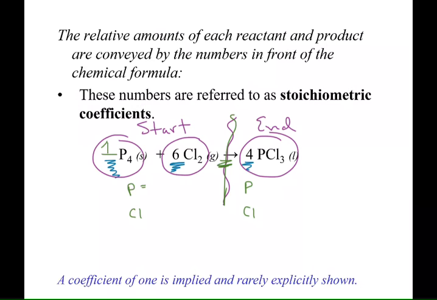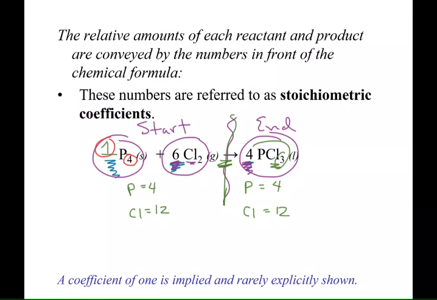So let's check this out. How many P's do we have over here? Well, if we have one of these and there are 4 in each of them, we have 4 phosphoruses. If we have 6 Cl2 units, how many Cl's do we have? Well, 6 times 2 is 12. Do you buy that? I do. So how about the product side? We have 4 sets of PCl3s. How many P's do we have? I'm liking 4. And how many Cl's? Well, it's 4 times 3, or 12.